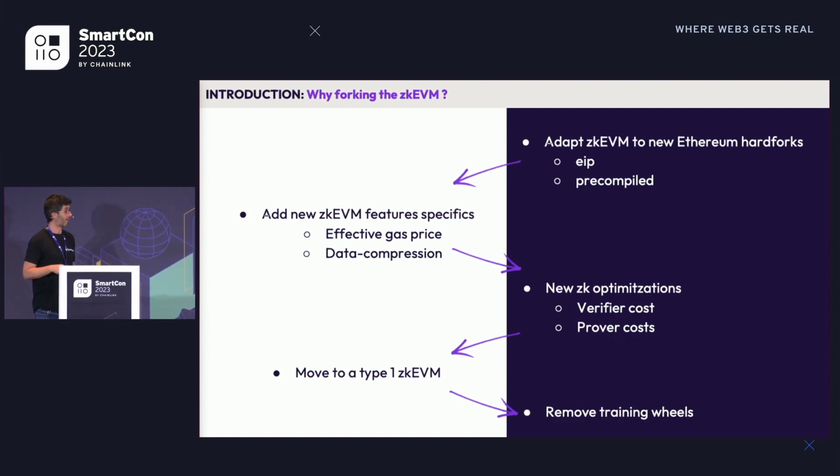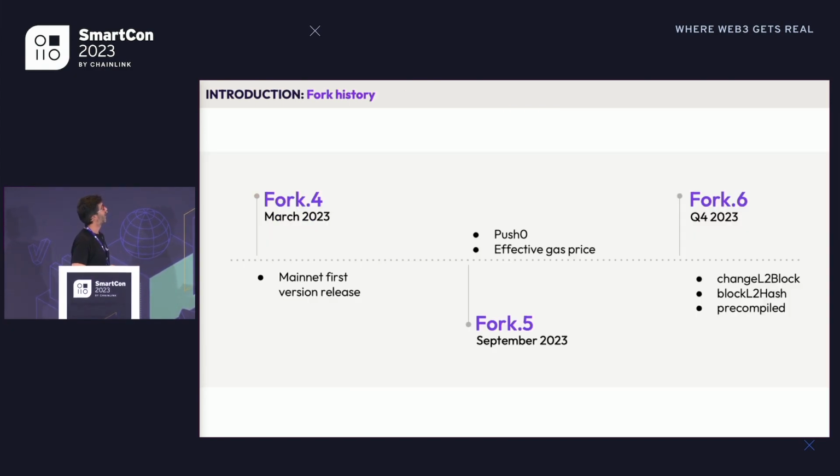And removing training wheels. As you may know, zero knowledge is very cutting-edge technology. Some parts of the protocols are a little bit centralized, I would say for safety. In order to remove those training wheels in the smart contracts, you also need to do some forking. Okay, so this is basically the fork history that we had. You can notice that I started at fork 4. The previous 3 forks were in testnet.